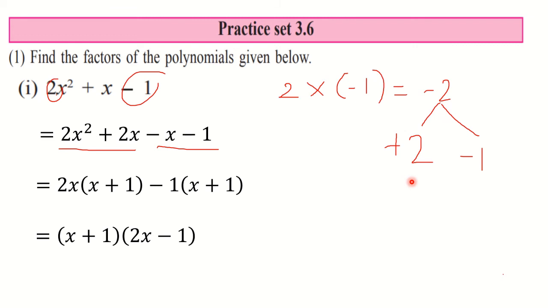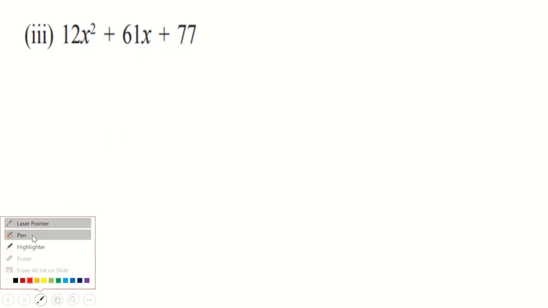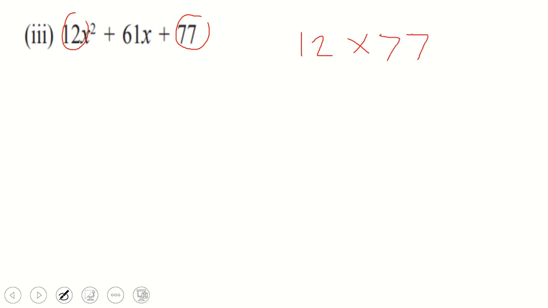Okay, now let us go towards the next question. Question number 2: 12x square plus 61x plus 77. Here also we will see the coefficient of the first term, that is 12, into the coefficient of the last term, 77. So you have to multiply. Now here don't go for actual multiplication. You will get a quite big number and then you cannot think of the factors. Instead, keep the number as it is.